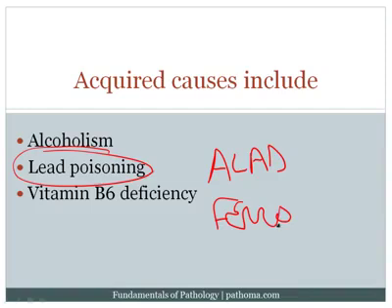And similarly, if ferrochelatase is not available, ferrochelatase is the name of the enzyme that links protoporphyrin with iron. And so if iron can't get linked to protoporphyrin to make heme to eventually become hemoglobin to then leave the cell, iron will get trapped in the mitochondria as well. And so lead poisoning is another cause of a sideroblastic anemia.